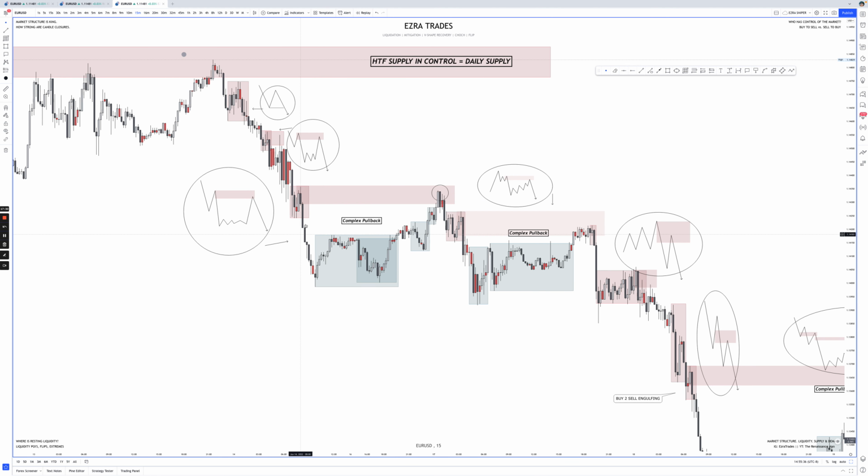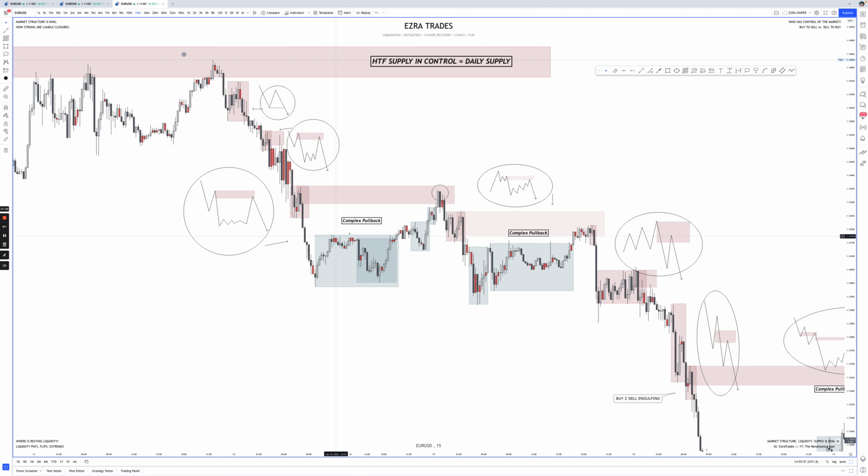In this case, looks like we're forming a complex pullback. So what do we have? We have this low to this high, failed to take out the low. So right now, remember, we don't have a bias until it's been formed yet. Once price breaks out from here and we get a candle body closure here, what do we have? Well, this is a demand range, right?